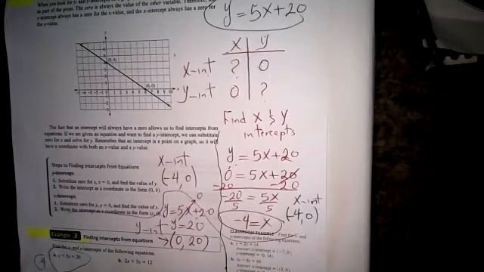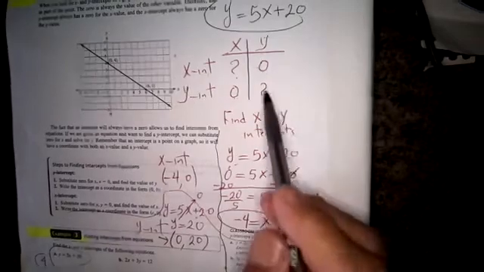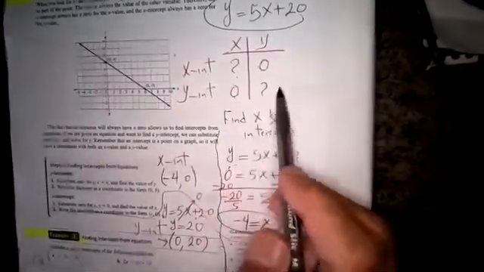In the previous example, you have the graph and we ask you to find x and y-intercept, so you read it off the graph. In this one, you have the equation and we ask you to solve and find your x and y-intercept. And for that, you use this rule.